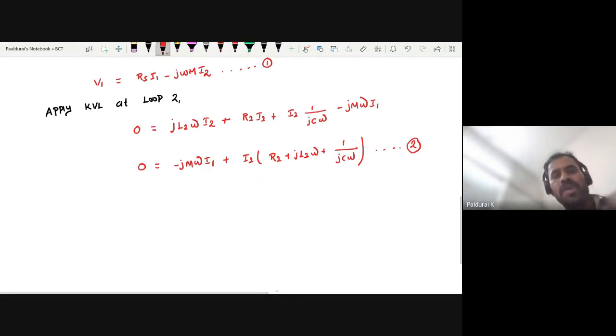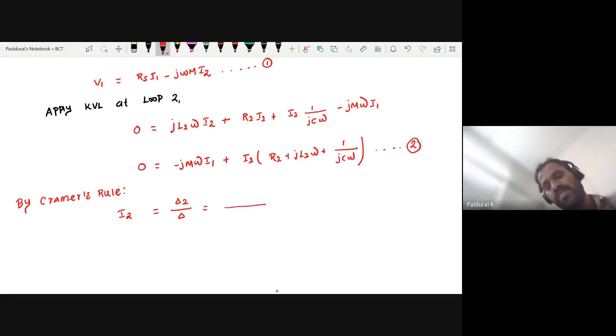So now my aim is to calculate I2 by using Cramer's rule. Can you remember the formula to calculate I2? This is del 2 divided by del. It has been a long time since I used blue color. Let me choose a blue color. So where del 2, what is del?